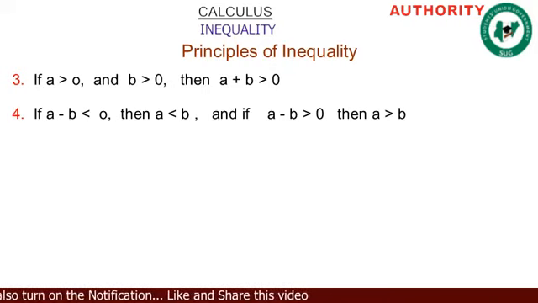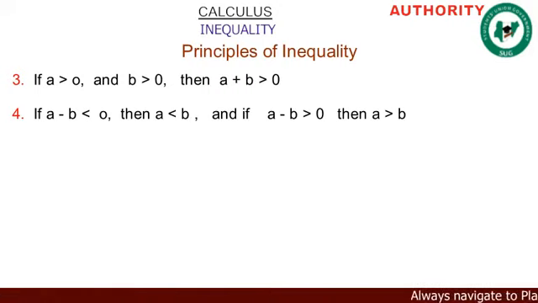If A minus B is less than 0, that means that A is less than B. And if A minus B is greater than 0, that means A is greater than B. You get it? Now let me show you what it's trying to say in this law.